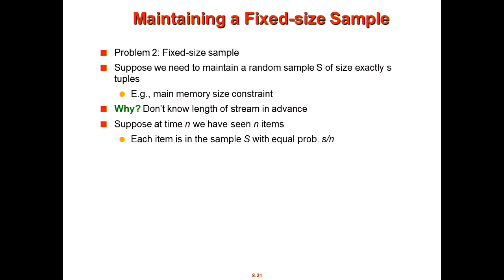We use fixed size sampling because the stream is infinite, and we are not able to know the length of the stream in advance, and we are not able to store the entire stream. So we wish to use a fixed size sample to store a summary of the data stream we have received, and then provide approximate answers to queries over the data stream received so far. Suppose at time n we have seen n items. Each item should be in the sample S with equal probability S over n.